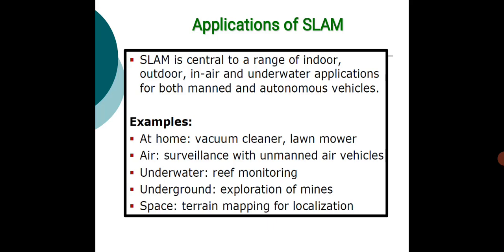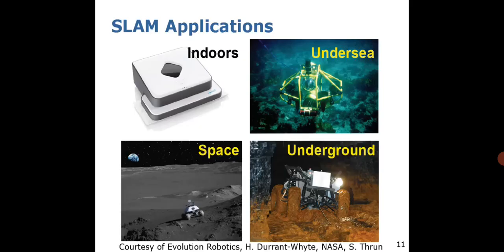So what are the applications of SLAM? It is central to a range of indoor, outdoor, in-air, and underwater applications, for both manned and autonomous vehicles. If I use it at home, it could be a vacuum cleaner or a lawn mower. If it is used in the air, it is surveillance with unmanned air vehicles. Similarly, underwater, underground, space, and terrain mapping for localization. These are the applications shown in the pictures: underground, space, undersea, indoors.